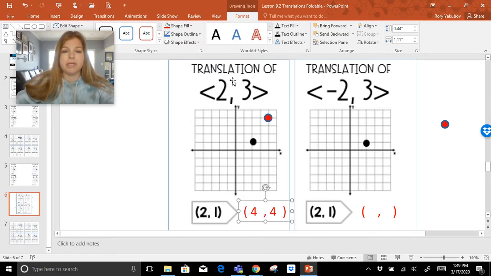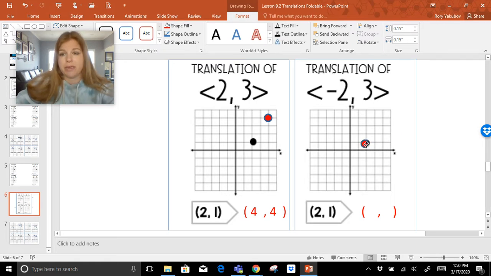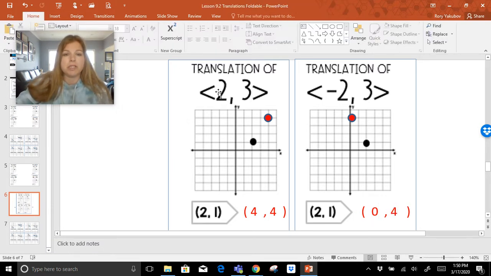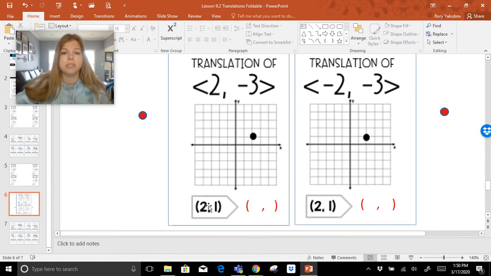Okay, if I took the point 2, 1 and I did it under translation of 2, 3. If I took this same point of 2, 1 and it underwent the translation of negative 2, 3, that would mean to move this point 2 units to the left and then 3 units up for a point of 0, 4. Okay, the first part of the translation is the x movement. The second part of the translation coordinate point is the y movement. If they're both positive, it goes to the right and up. If the x value is negative, it would go to the left and then up for a y positive value. Pretty simple and straightforward.